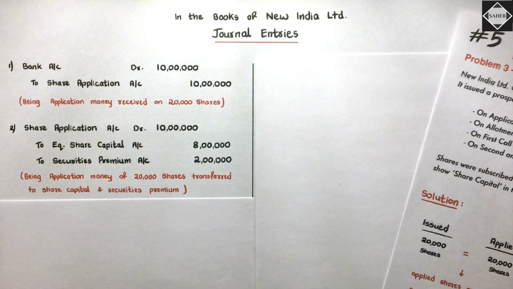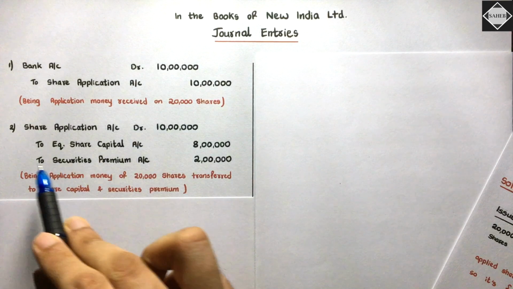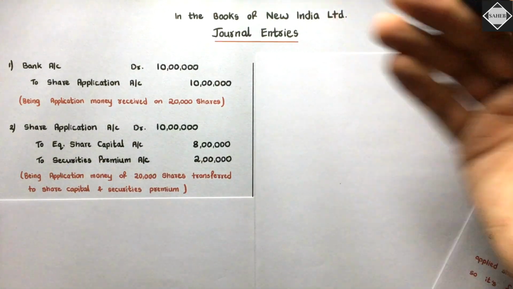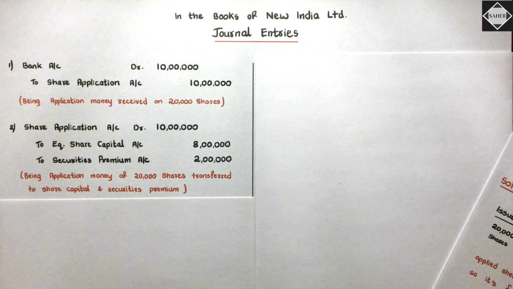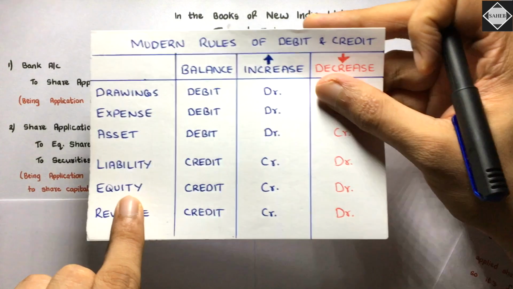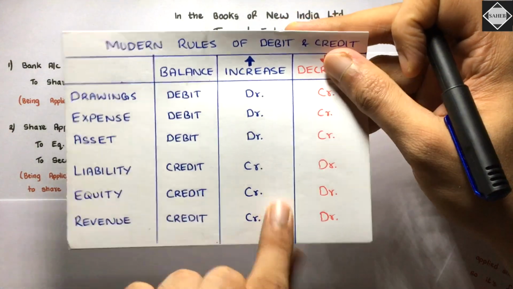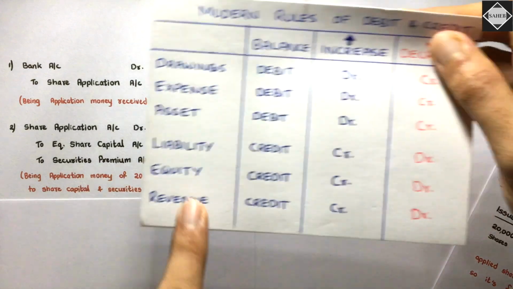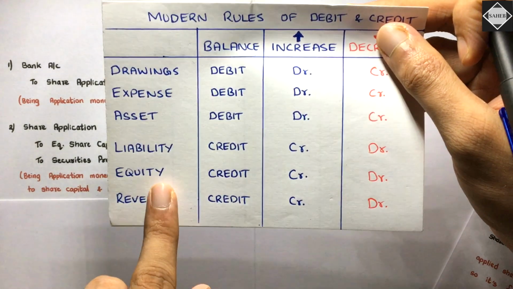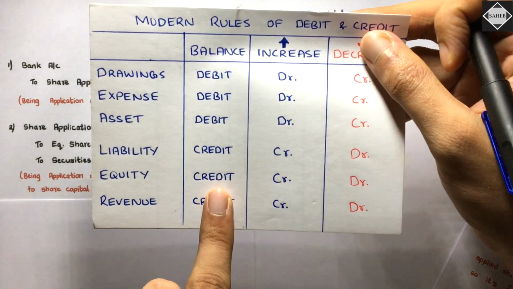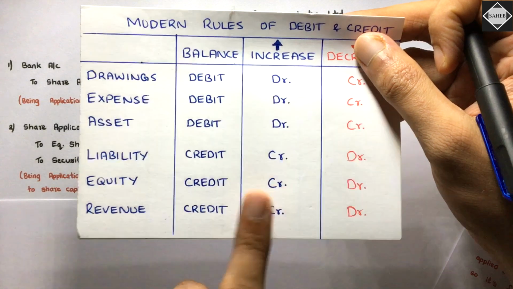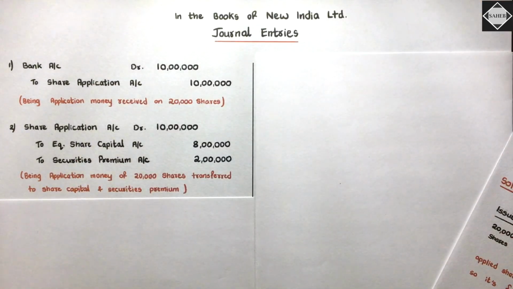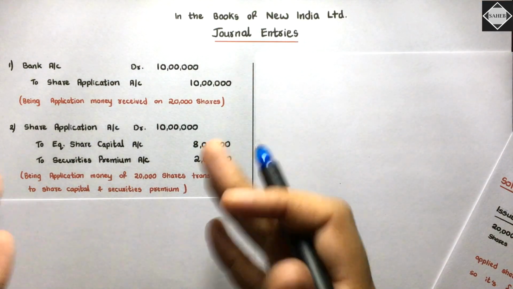What is the logic of this? The logic is really simple. Why is capital getting credited? Because capital is increasing. Capital has a credit balance. It falls in equity, no? So if it is increasing, you have to credit. And then securities premium also falls in the equity category, right? It's a reserve, so it has a credit balance. If you want to record that it is increasing, then you have to credit. That's the logic. Fine. So this is how it will happen.